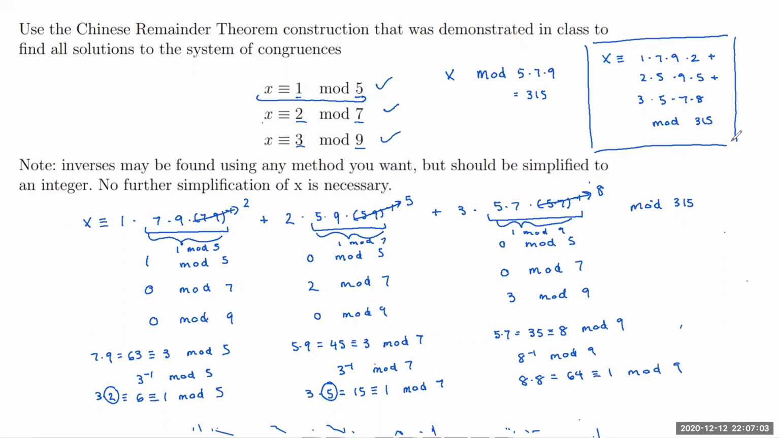In this class, you need to solve for the inverses, but after that, once you get them in this form, just integers multiplied together and added together, mod some number, you don't have to simplify further. You don't have to simplify to one single answer. For the Chinese remainder theorem, we generally like you to leave it in this expanded form so it's easy for us to check your work.